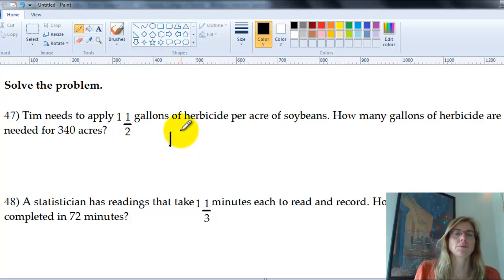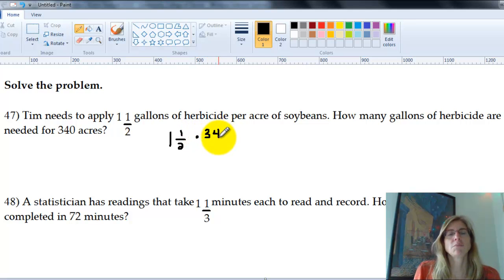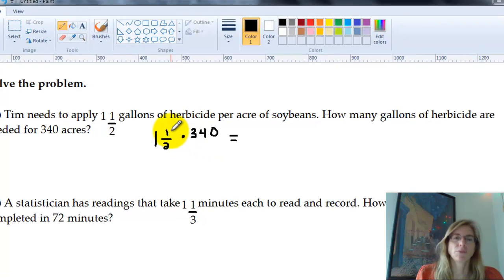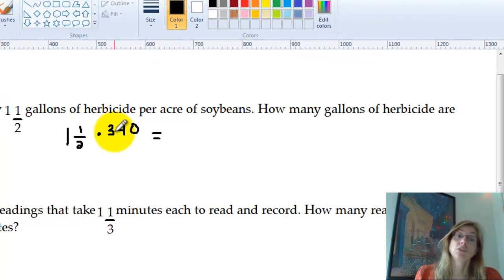So we have the math problem of 1.5 times 340. So we have a mixed number and a whole number, and we're multiplying. So the rules are that you change mixed numbers to improper fractions, and you change a whole number to an improper fraction simply by putting it over 1.